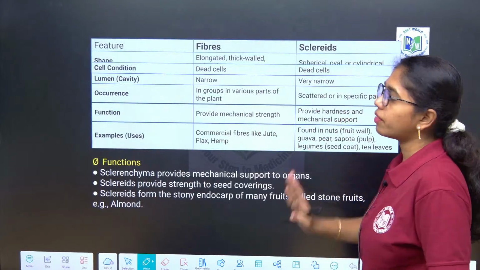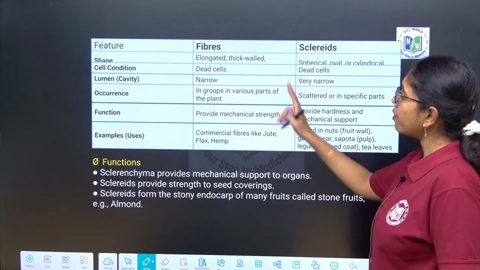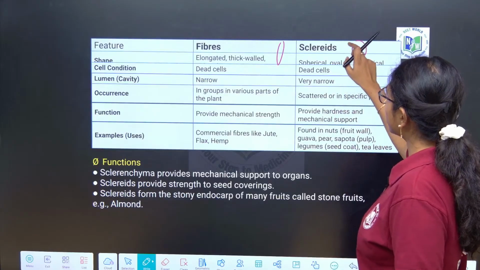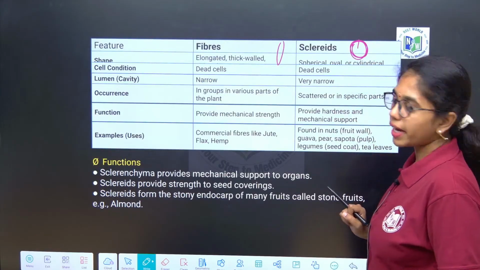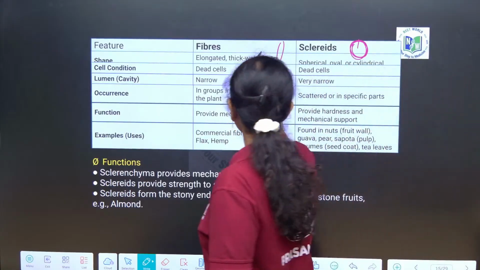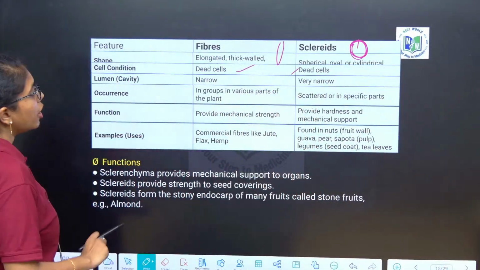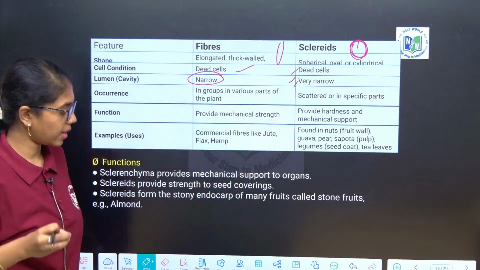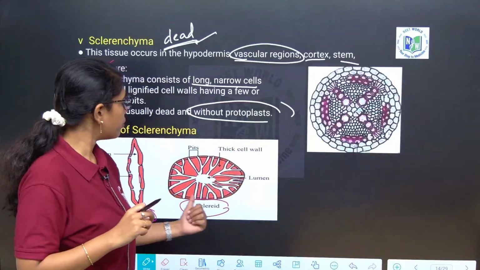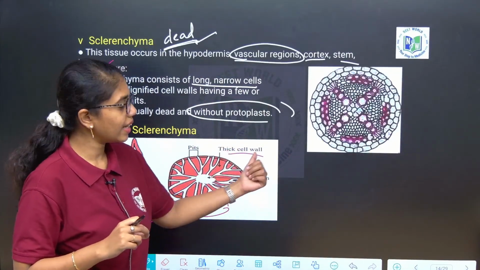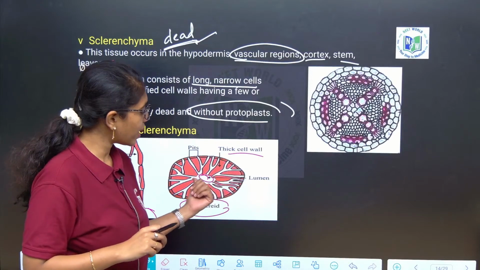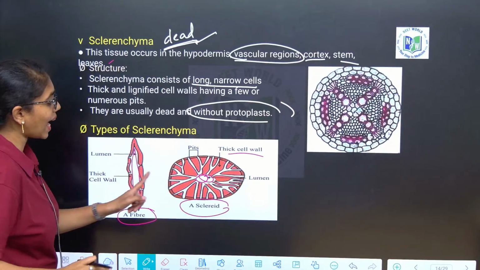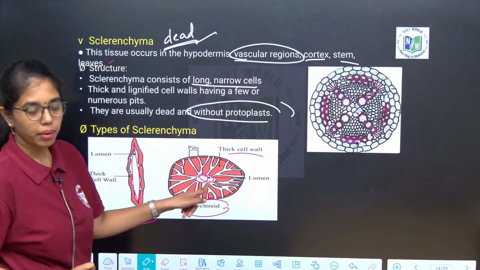This is a clear differentiation between fiber and sclereid. How does a fiber look? Elongated, thick walled. Sclereids will look spherical and cylindrical. Cell condition, both of them are dead cells. Lumen is very narrow in sclereids, because it is completely filled by depositions of the thick lignified cell wall. Here in the fiber you can see the lumen is narrow, but not as narrow as in sclereids. Understood? Next.